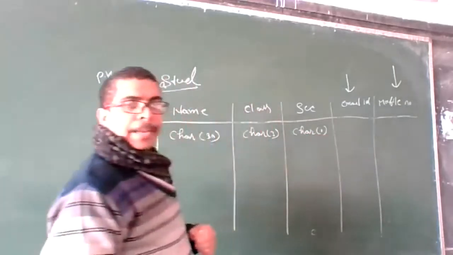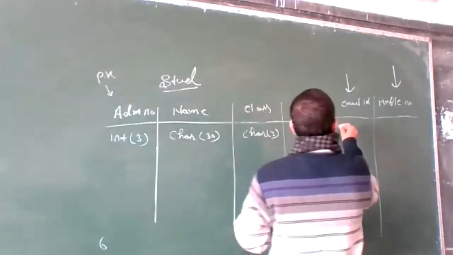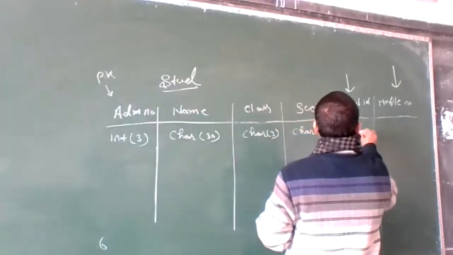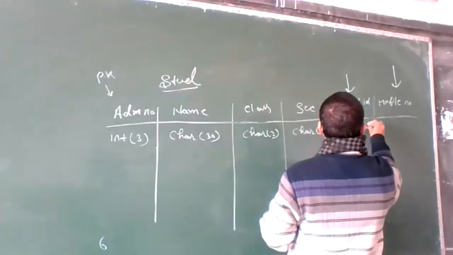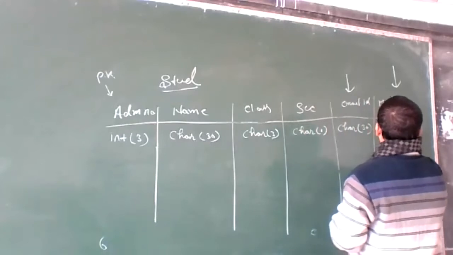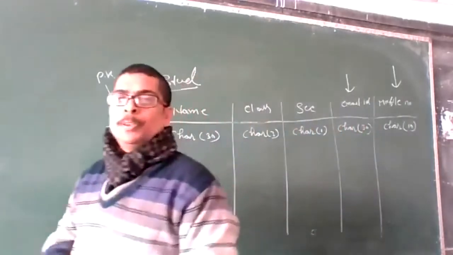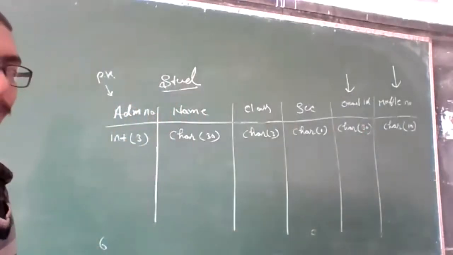What about the email ID? Again, it will be character. Okay, it will be character size 30. Mobile number, we will take it character size 10. Right? So I hope you have understood it.